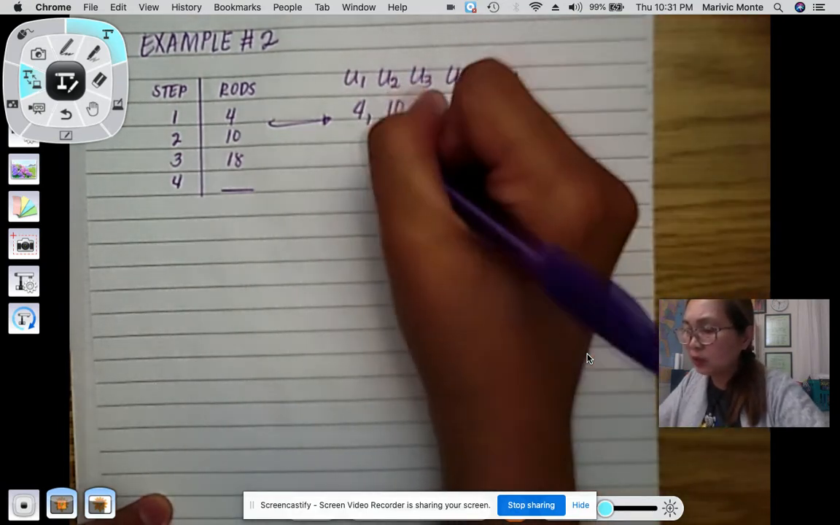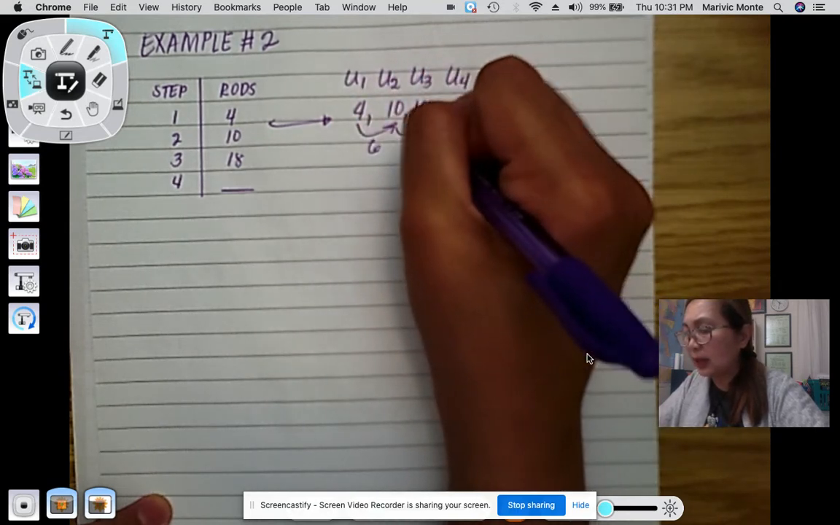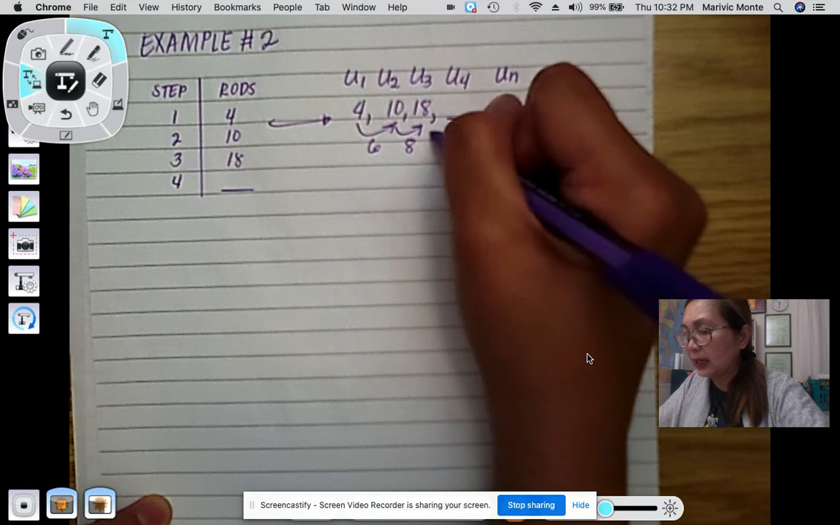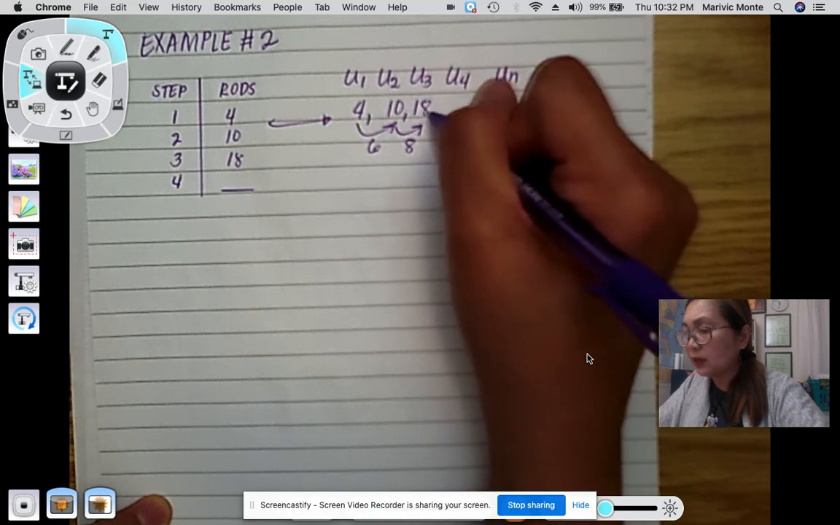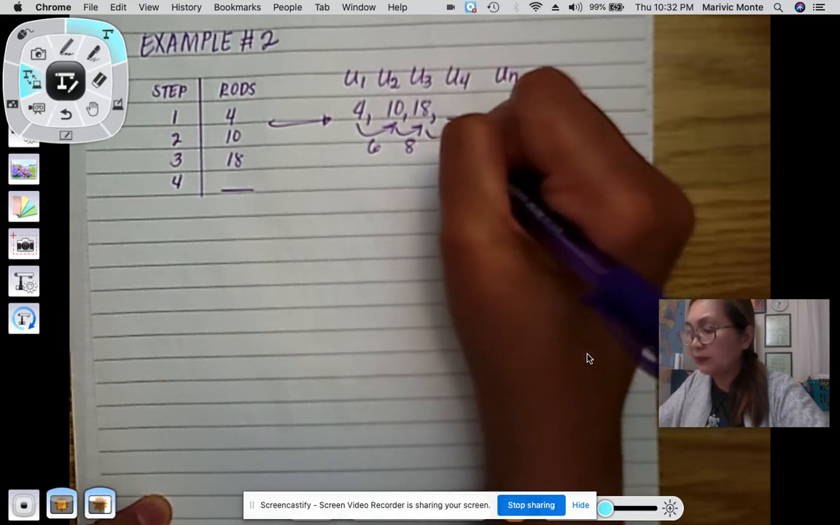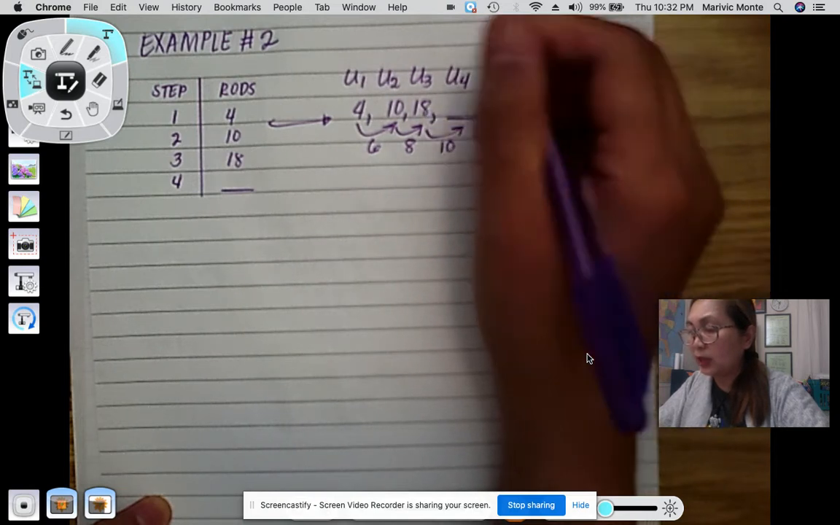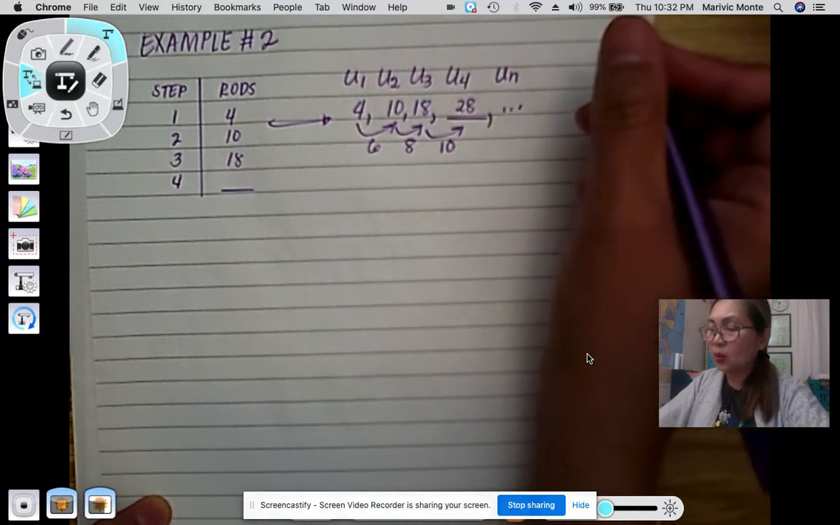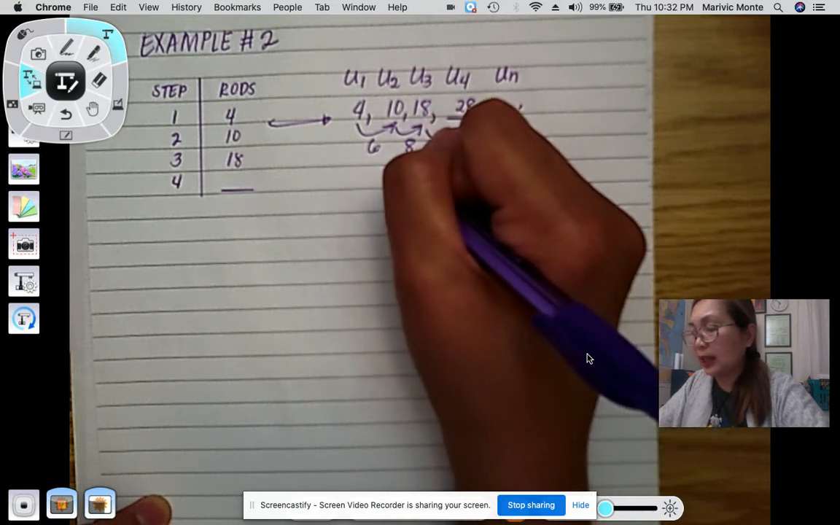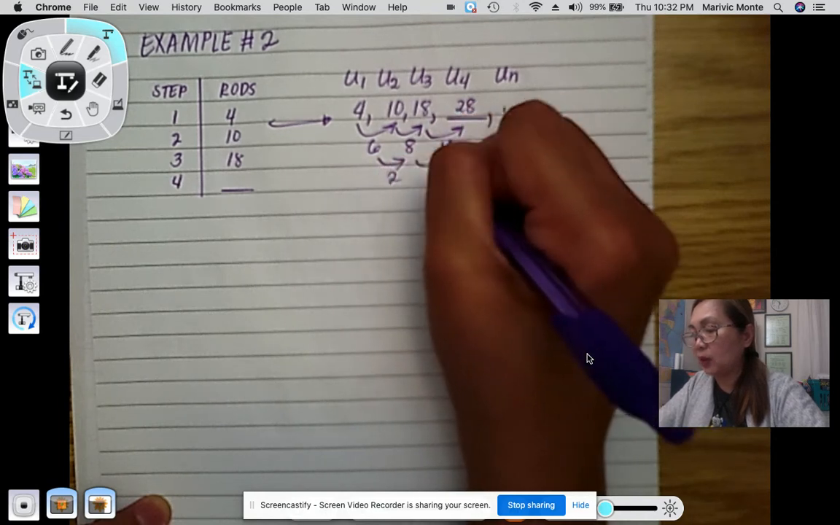So let's take a look. If we subtract 4 from 10, we're going to end up having 6. Subtract 10 from 18, we end up having 8. So this is going up by 2 here. So most likely the difference with these two numbers would come up to 10. That gives us an idea that what we have here is 18 plus 10, which is 28. At this point, I'm just going to go to finding out the second difference. Subtracting 6 from 8, you have 2, and 8 from 10, you also have 2.